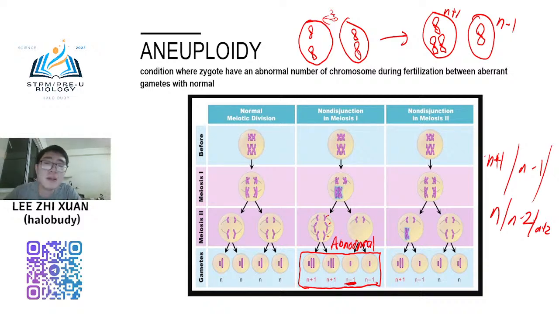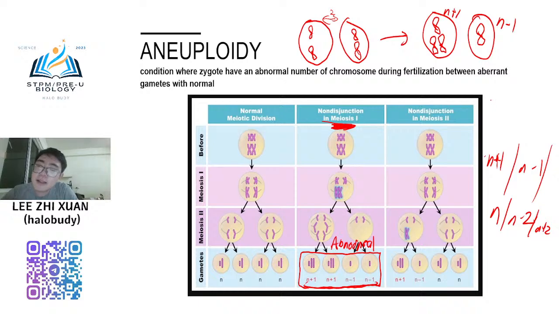I don't know why the STPM syllabus is made so that you don't learn about meiosis. You need to know the concept of meiosis so that you will know why, when non-disjunction occurs in meiosis 1, you get this kind of chromosome number. So normally all the gametes will not have the normal chromosome number. They are either N plus 1 or N minus 1.